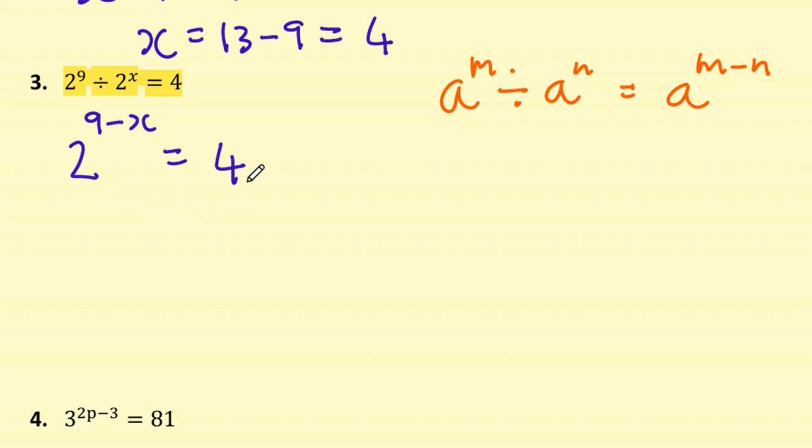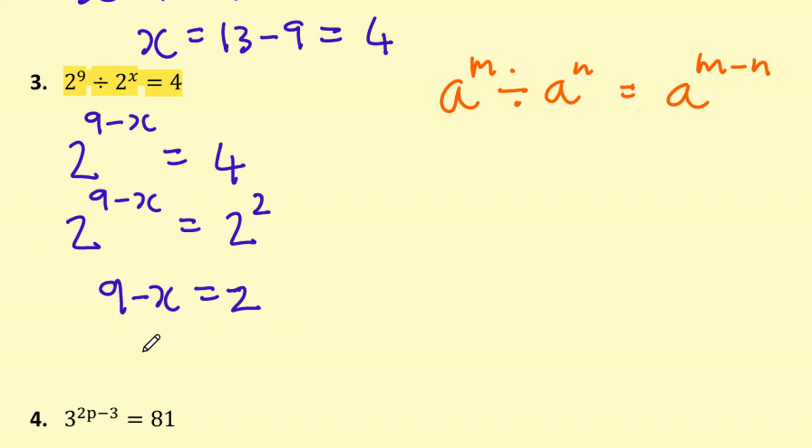Now we want the bases to be the same on both sides. So we're going to make the bases the same by writing 4 as 2 squared using prime factors. Now the bases are the same, and that means the powers must be equal. So 9 minus x must equal 2. And we can solve for x in this equation. Negative x equals 2 minus 9, which is negative 7. So negative x equals negative 7, and we can divide through by negative 1 here, and we find x equals 7.